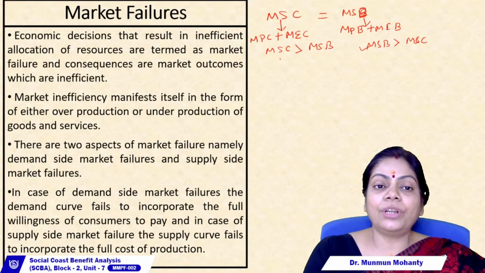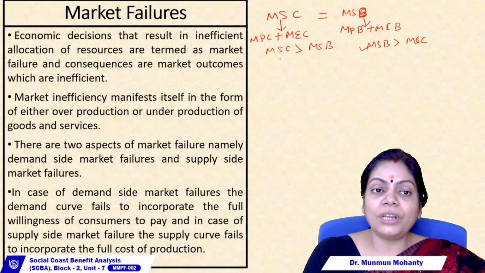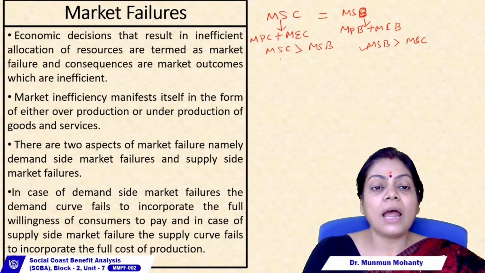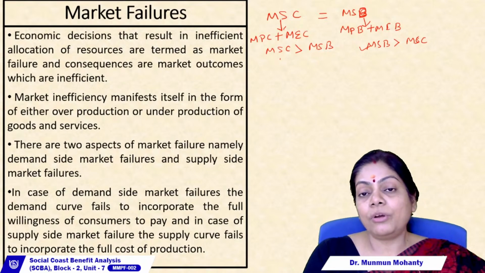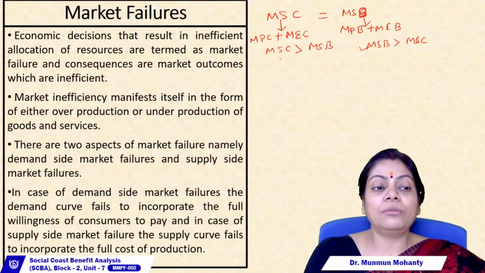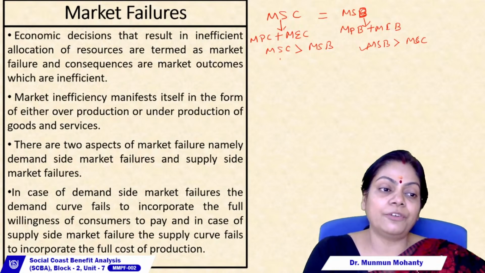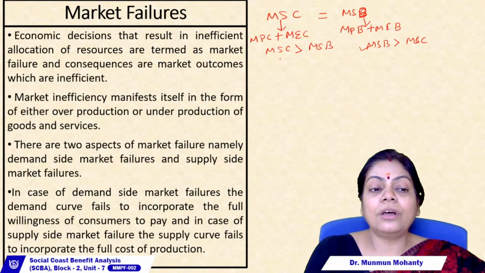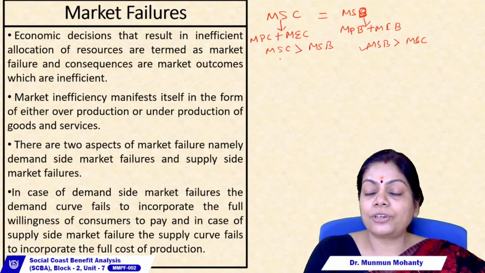So what I'm trying to tell you is, the economic decisions that result in this inefficient allocation of resources are called market failure. And what will be the consequence? The consequence is that the society will suffer as a whole, and the market outcomes will also be inefficient. Now, how will the market inefficiency look? It will manifest itself in the form of either underproduction or overproduction of goods and services.